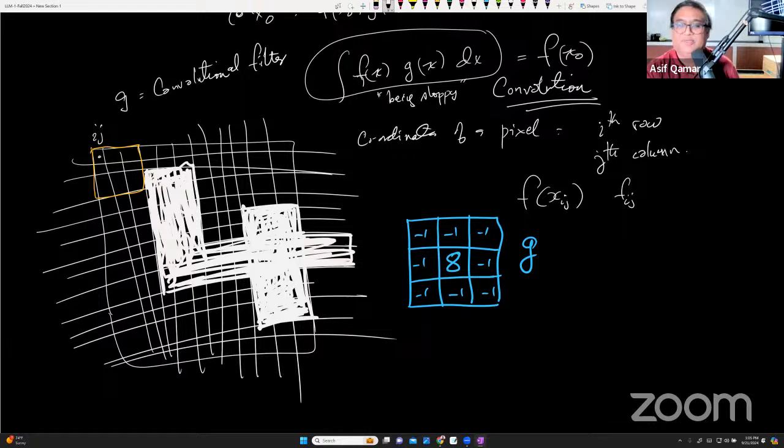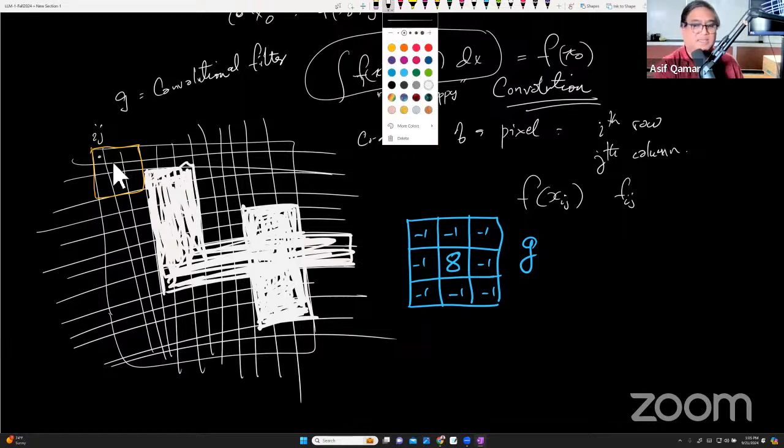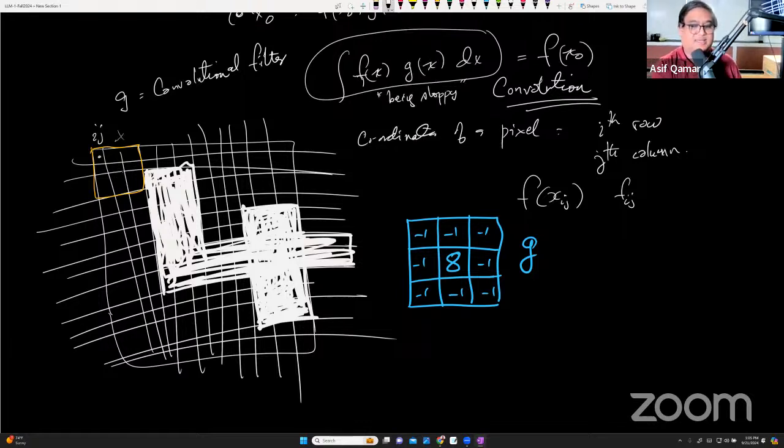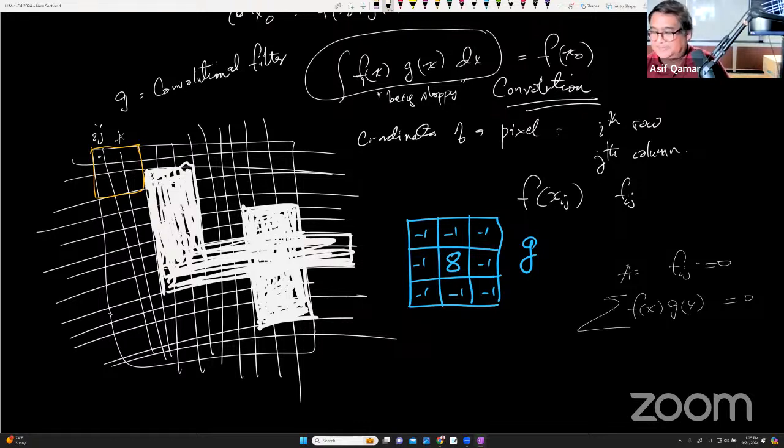And if you look at the situation, let's say A, at A, all the Fij are equal to 0, right? Or Fx is equal to 0. And so Fx, g of x will be equal to, and the integral becomes summation. So in the discrete case, remember, integrals become sums, right? All of the ij, gij.